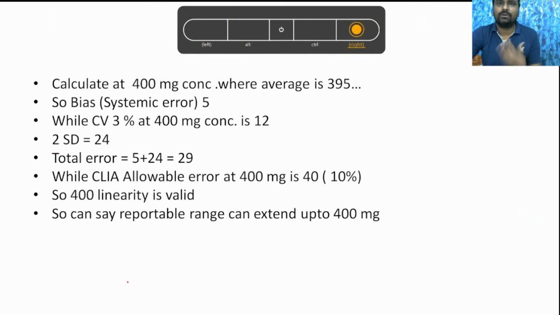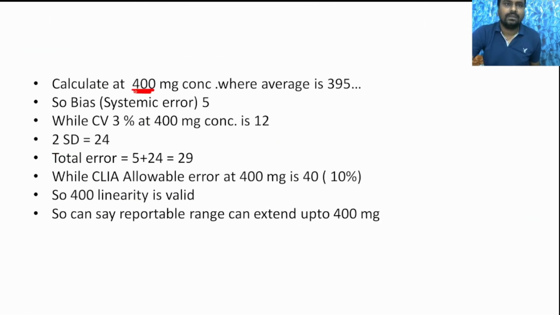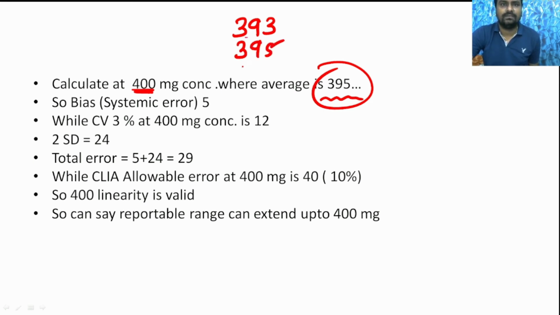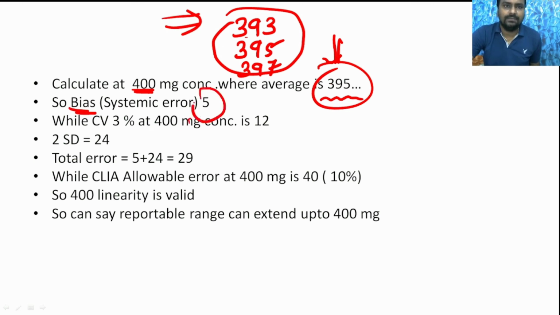So now we will move to the lower concentration, that is 400, and we are getting an average of 395. When we run the 400 milligram concentration, one value we get is 393, another value we get is 395, and the third value we get is 396. So if we average these three, we will get 395. This is just for example I am showing you. So the bias will be, the actual value is 400 and we are getting 395, so the systematic error will be 5.